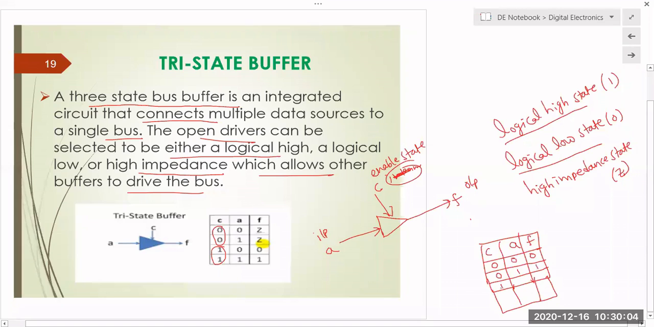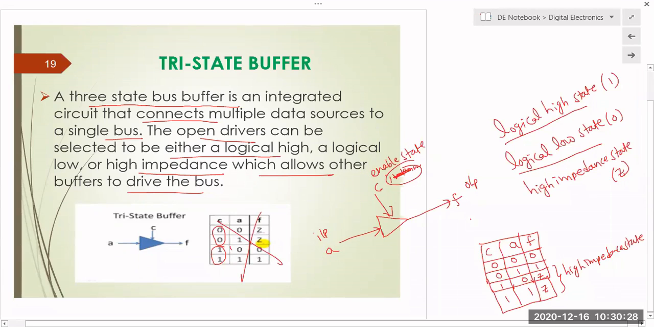But whenever this C input is high, that is nothing but enable state. In the enable state, whether the input is 0 or 1, it has some state called high impedance state. Okay, this is called Z. Z means nothing but high impedance state. Okay, so I think this is not correct, this is the correct.